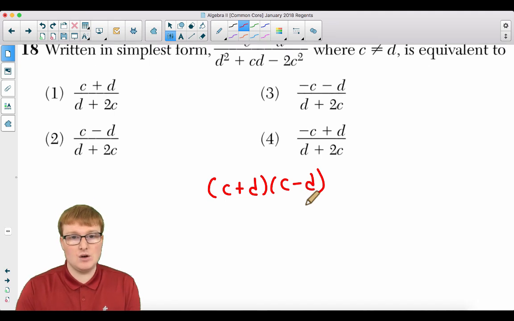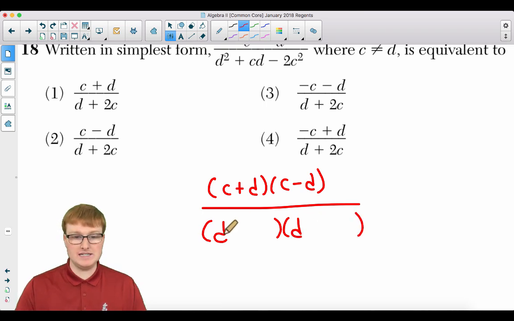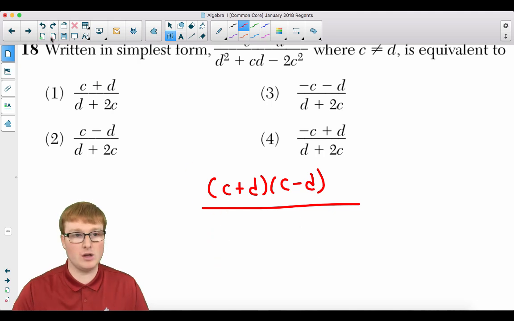Okay? Now over here, D squared plus CD minus 2C squared, well, what is that going to factor to? Well, I know that the coefficient or the letter up front is going to be D, because we know that D times D has to be D squared. I know that by the FOIL method.